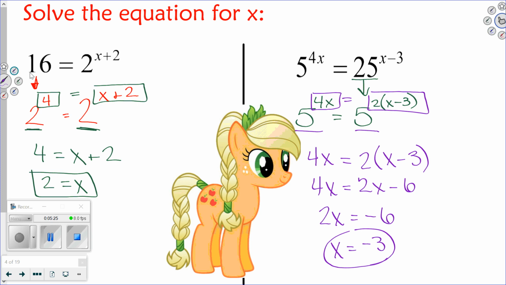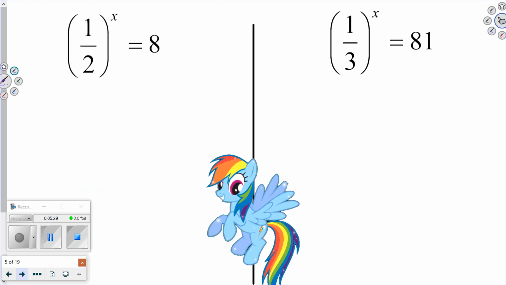We'll get there. Oh, fractions. Yay! Everybody's so excited. Can I rewrite those bases so they're the same?